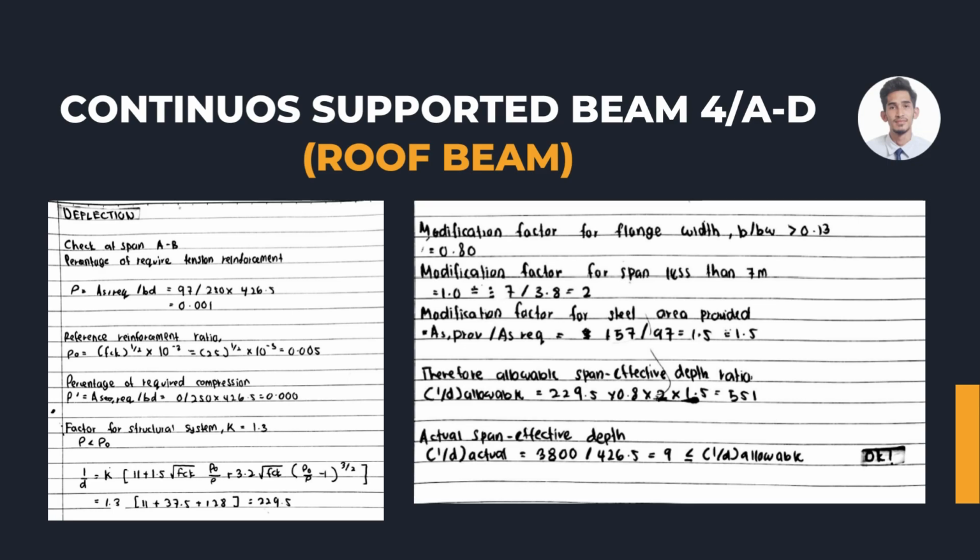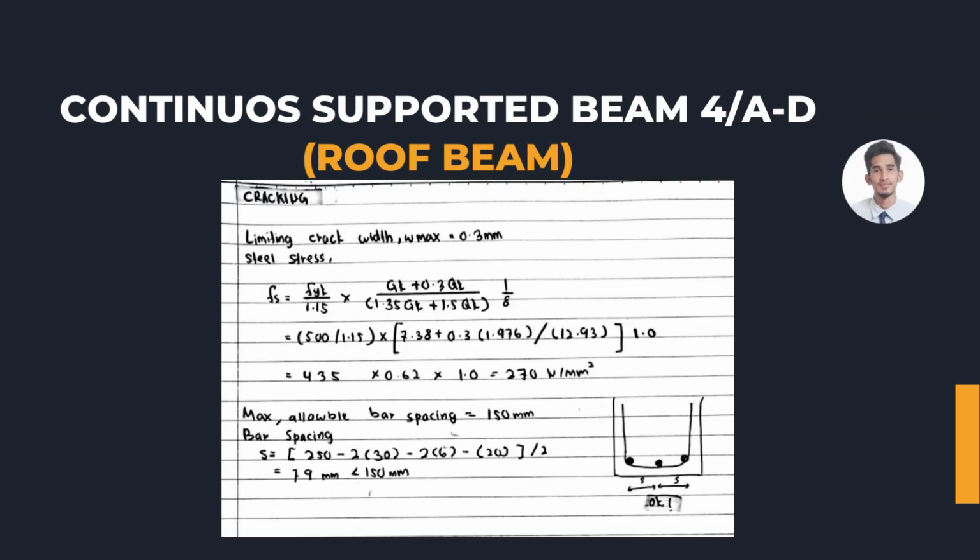Therefore, for the actual span effective depth, L/d actual is less than L/d allowable, so the result is okay. For the cracking, limiting cracking width max we use 0.3 mm. For the stress we got 270 N per mm squared. So the max allowable bar spacing we use 150. The bar spacing is less than the maximum allowable bar spacing, so the result is okay.